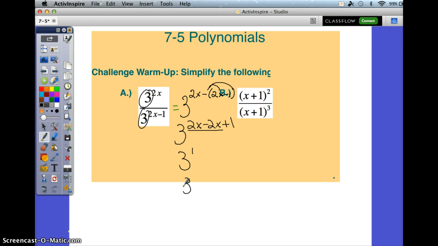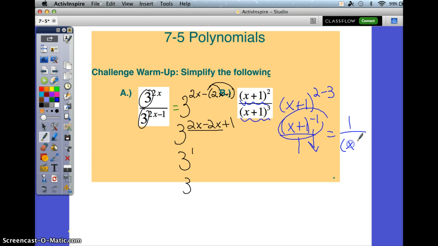For the second one, this time their base is just a quantity here. So you have x plus 1 to the 2 minus 3, which ends up being x plus 1 to the negative first. Remember, it's not happy where it is, so it has to go below, so you get 1 over the quantity x plus 1.